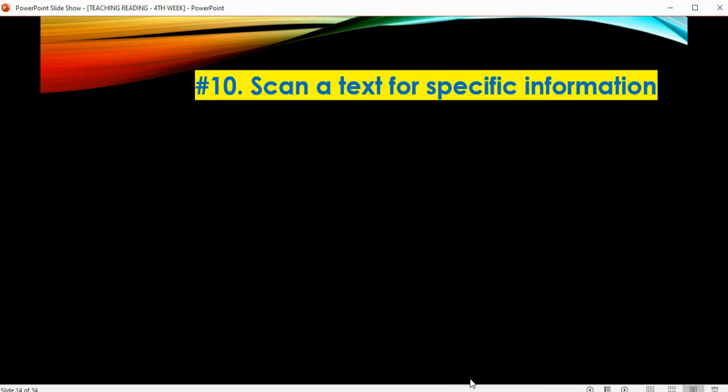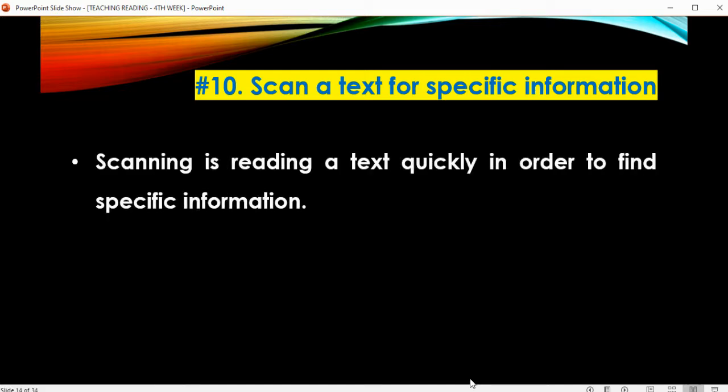The other one is related to another major sub skill in the reading skill. That is scanning. Scan a test for specific information. Notice here, you're going to scan a test for specific information. Scanning is reading a test quickly in order to find specific information.